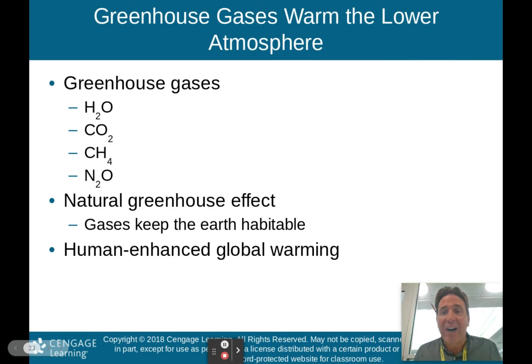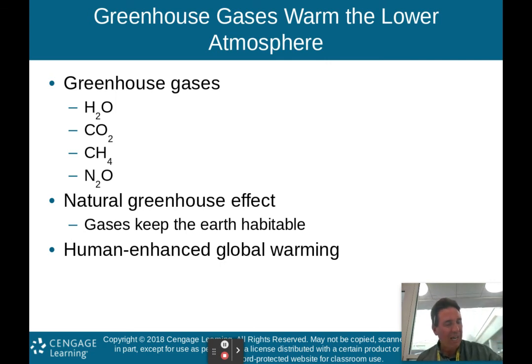Okay, finally, we have these greenhouse gases that warm the lower atmosphere. What are greenhouse gases? Well, basically water, carbon dioxide, methane, and nitric oxide, okay? These are going to be your main greenhouse gases. Now, a natural greenhouse effect is actually good, and we're going to talk more about this when we do global warming. We have a whole chapter on this. This is just kind of introducing you to it, and I'll talk about this more when we get there.